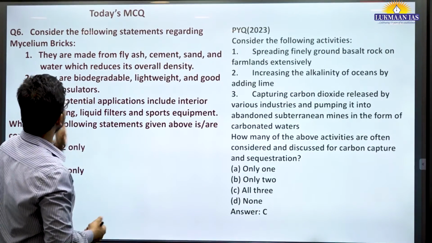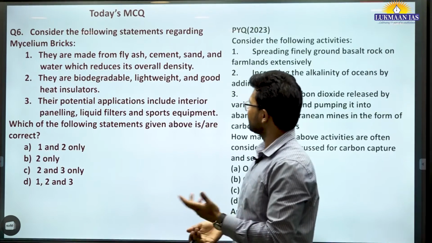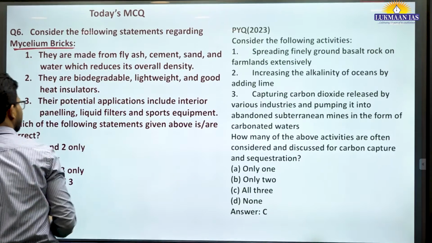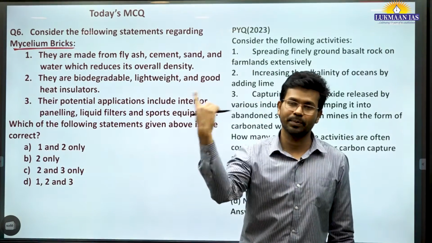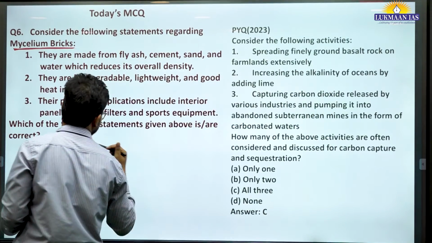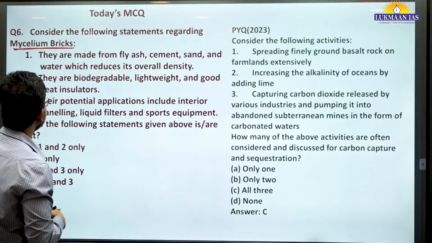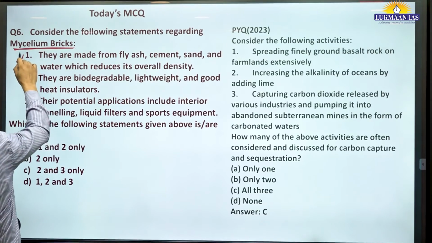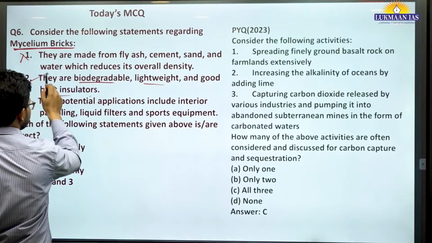Now we have another question, question number 6. Let us discuss this question. Consider the following statements regarding mycelium bricks. Which bricks are we talking about? Mycelium bricks are a different type of brick used for interior purposes at home. Related to this brick, they have given a few statements. They are made from fly ash, cement, sand, and water, which reduces overall density. This statement is wrong. They are biodegradable, lightweight, and a good heat insulator. This is right.